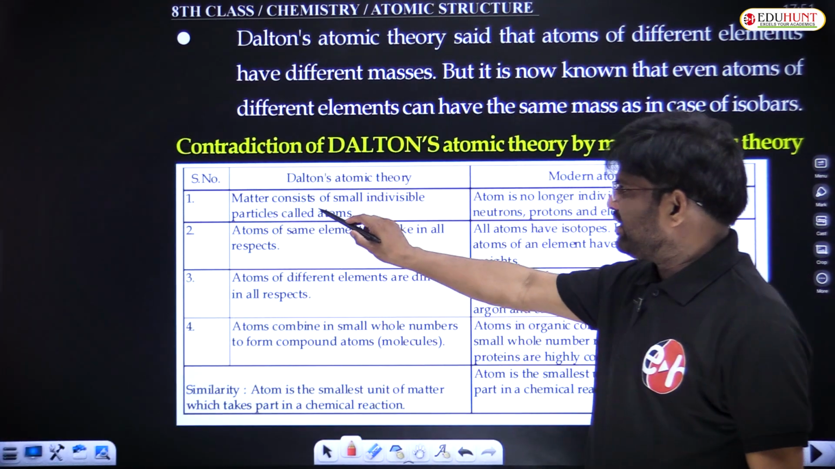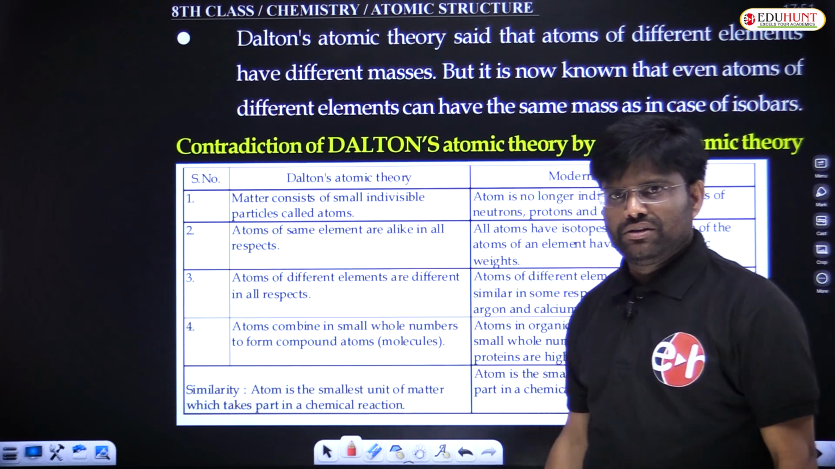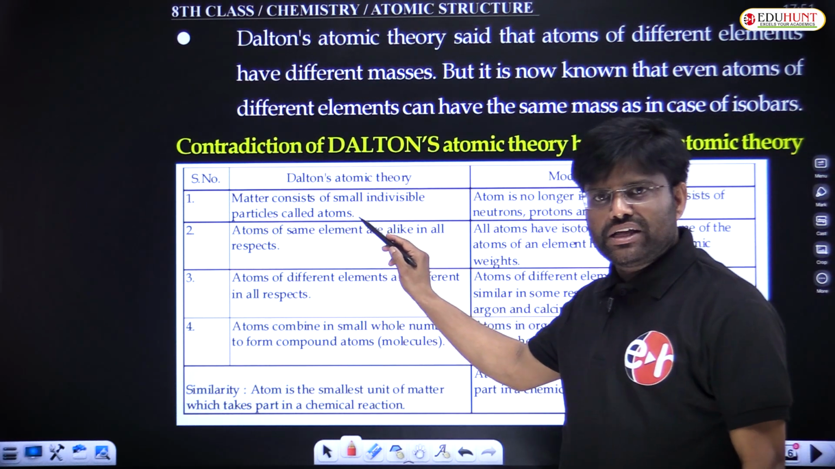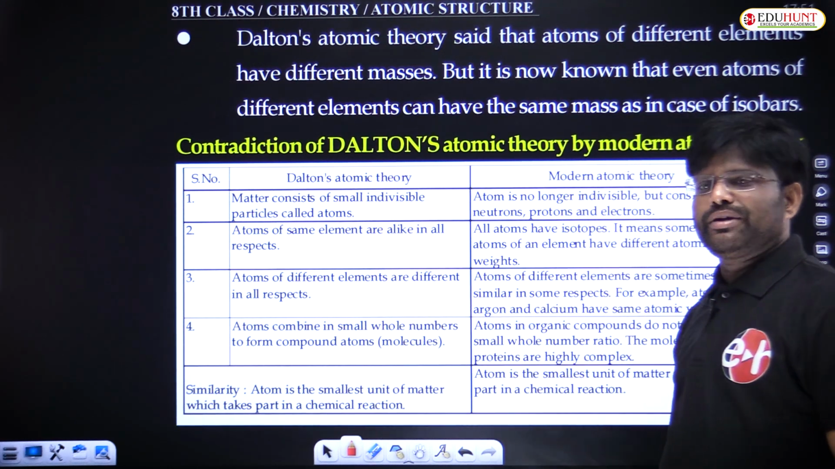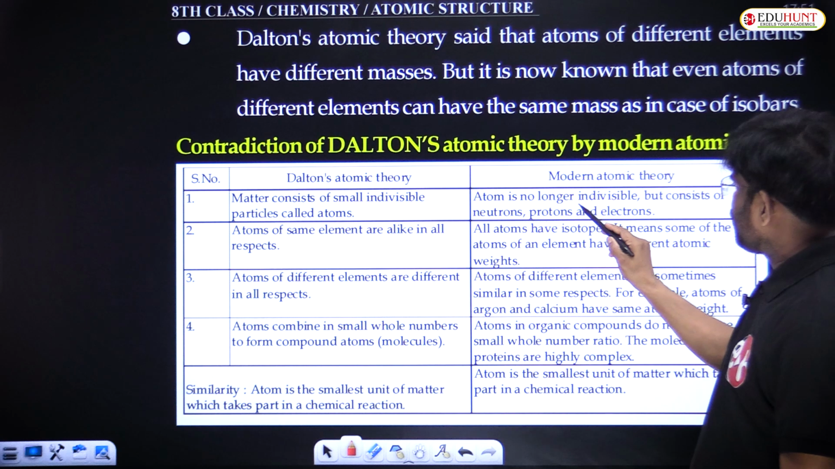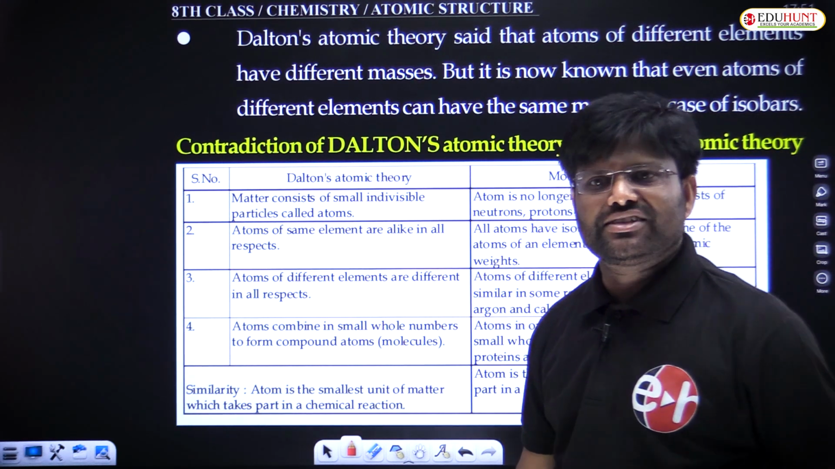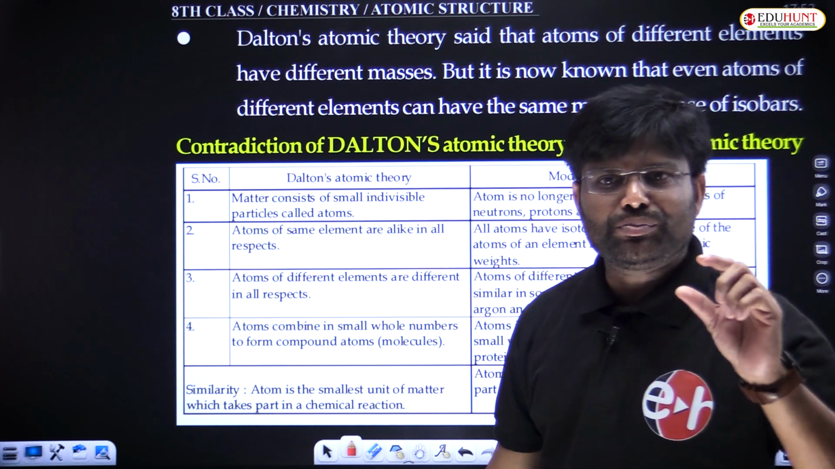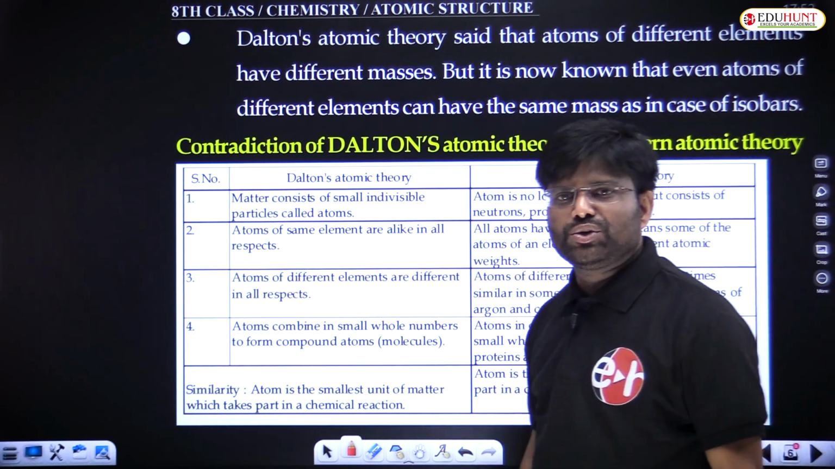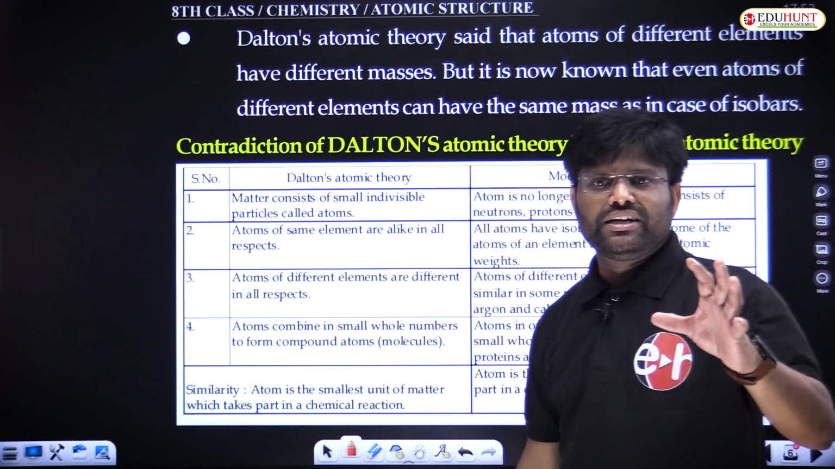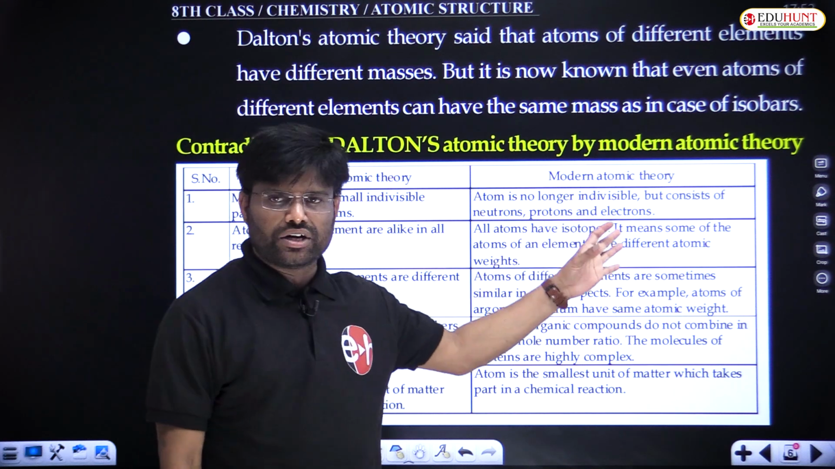What does Dalton say? Matter consists of small indivisible particles, called atoms. The atom is the ultimate particle of matter. But in the modern atomic theory, the atom is no longer indivisible. It contains electrons, protons and neutrons. Electrons, protons and neutrons are also present in the atom.